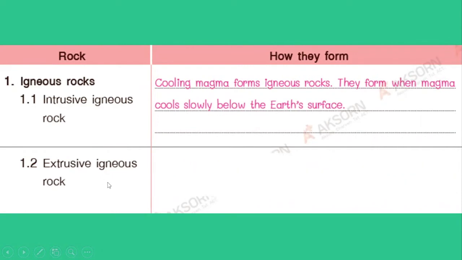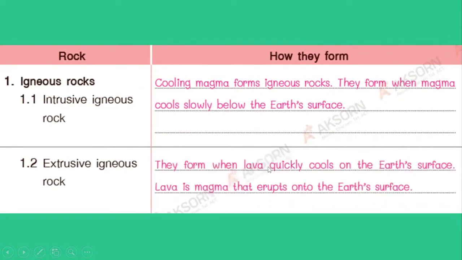And extrusive igneous rocks. They form when lava quickly cools on the Earth's surface. Repeat after me. They form when lava quickly cools on the Earth's surface. Lava is magma that erupts onto the Earth's surface. All right?